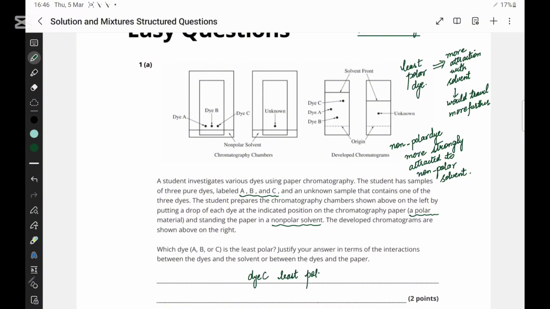Why is it least polar? Because it traveled the furthest.